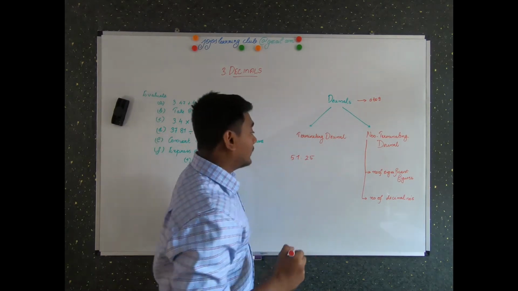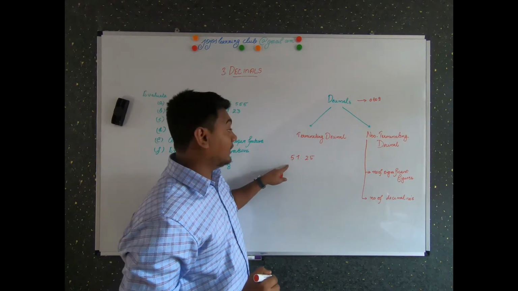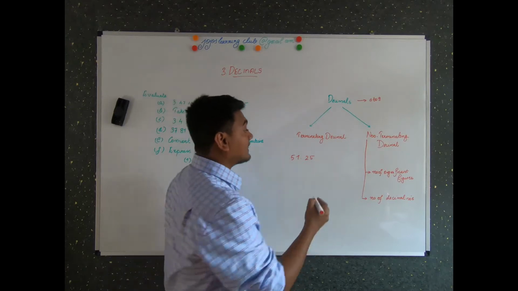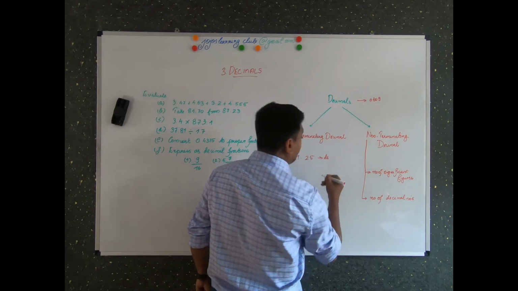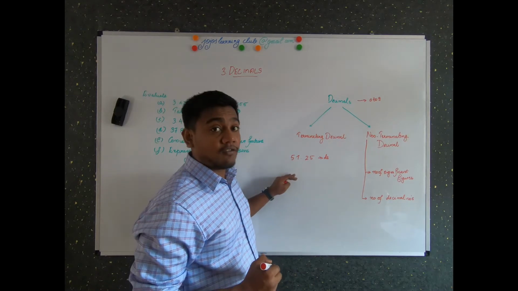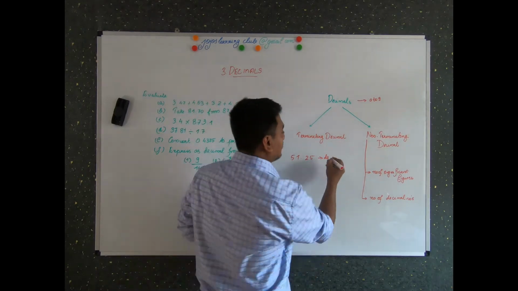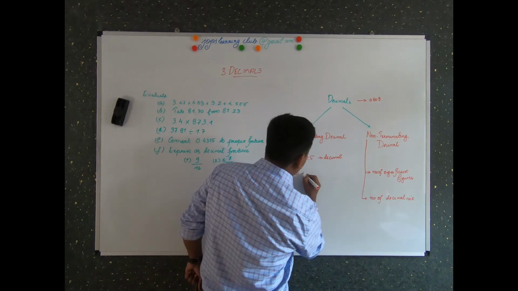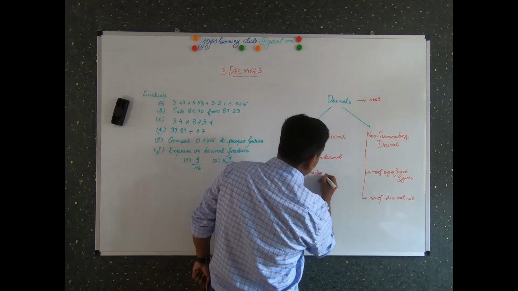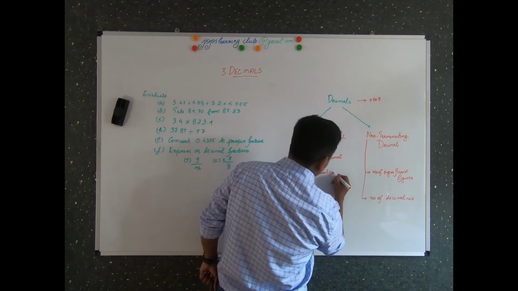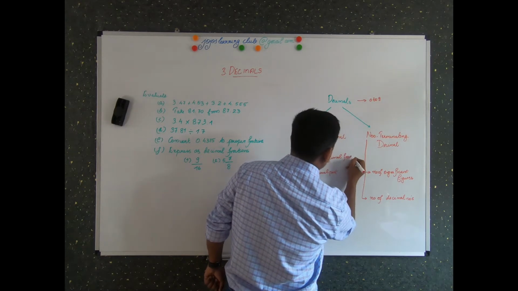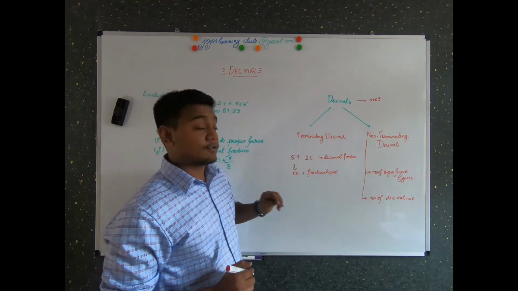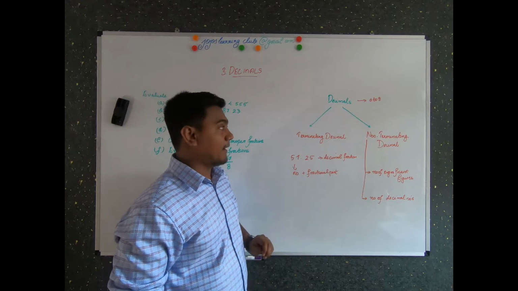51.25. The decimal point separates the number from the fraction; this is how you represent a decimal fraction. A decimal fraction is nothing but a representation of a decimal and a fraction. So in this you have a number plus a fractional part. Sorry, this is a decimal fraction. The decimal point is this. This is how you represent a decimal fraction.